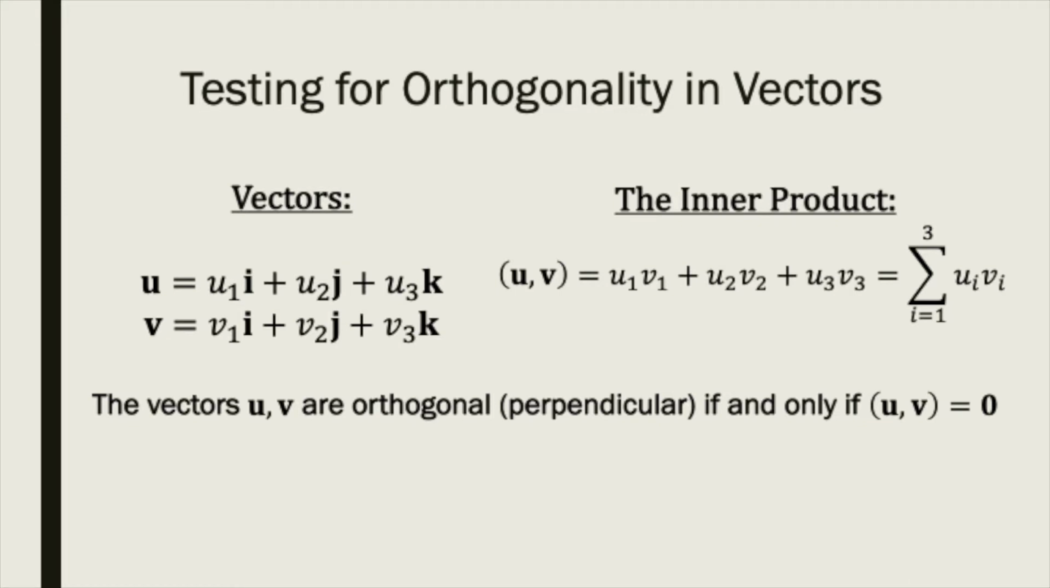Given any two vectors, say u and v, how can we test to see if they're orthogonal or not? We can define an inner product, acting on u and v, as the sum of the multiplication of the components of the vectors. Based on this definition, the vectors u and v are orthogonal, or perpendicular, if and only if their inner product is equal to 0.